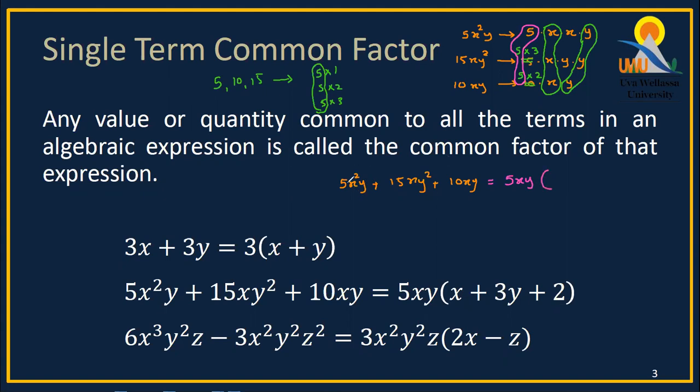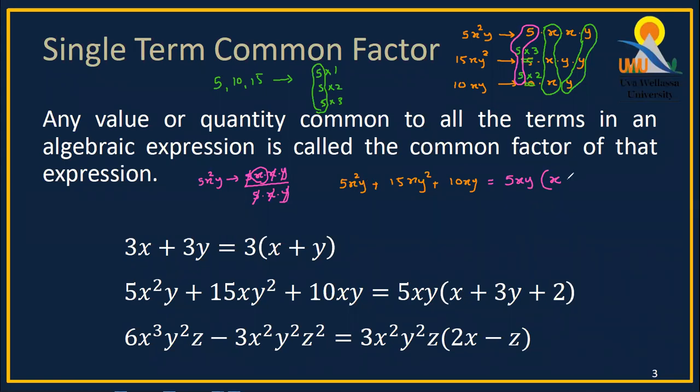What are the remaining terms in the first term? We'll see them. Your first term is 5 times x squared y. It is made up from 5 times x times y, and you have taken out 5 times x times y. If you cancel out the common terms with each of these, the only remaining term that you can see here is x. Therefore, the remaining quantity for the first term is x.